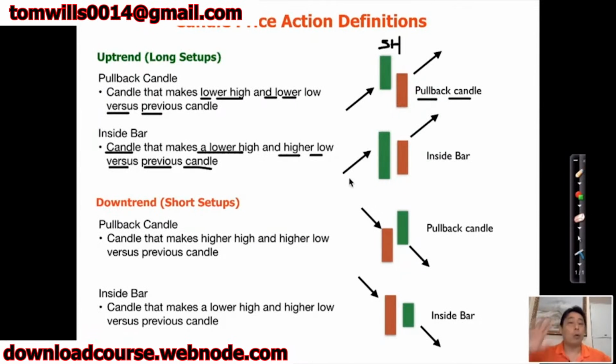Okay, so once again, we're going up, it's an uptrend, we're going to go long, and follow the arrows. We've got a swing high over here, and following the swing high, we've got an inside bar. Why? Because it makes a lower high, but it makes a higher low.